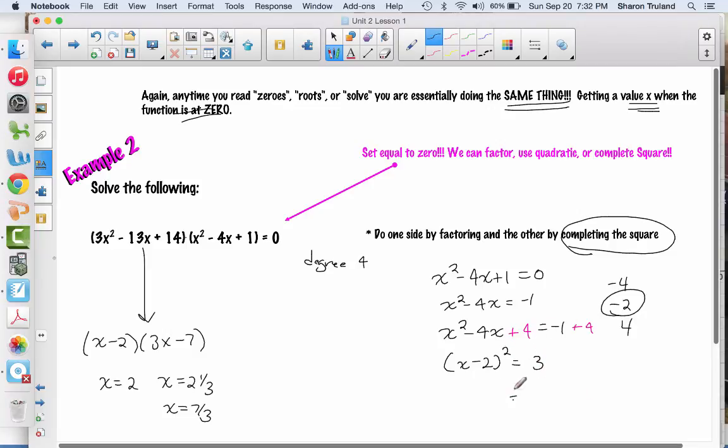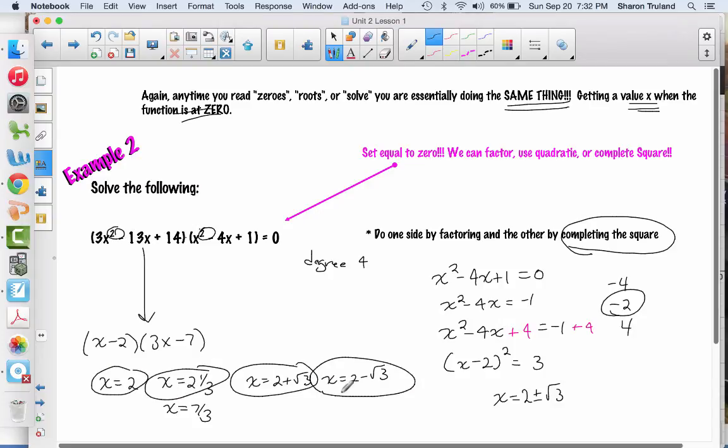I know I'm going to end up undoing by square rooting. So I have plus or minus radical 3. And then this 2 is going to move over. It's going to move over as positive. So there are my other roots. So my other roots over here are x equals 2 plus radical 3, x equals 2 minus radical 3. So there's my degree of 4. There are my 1, 2, 3, 4 answers with all my work to support my answers.